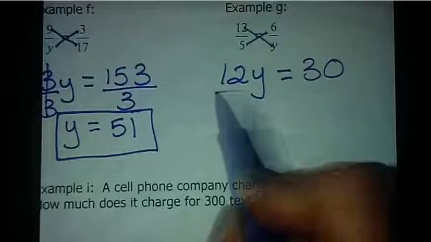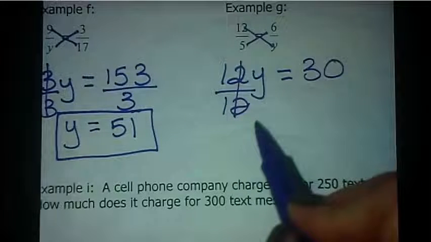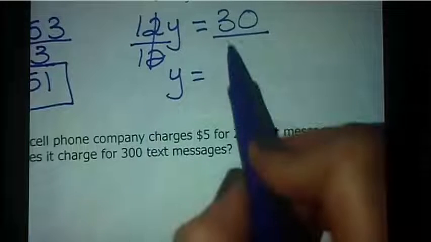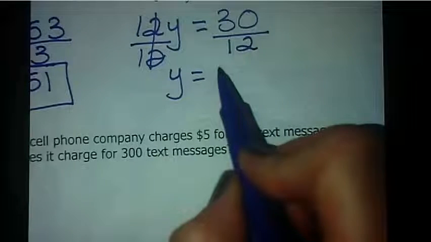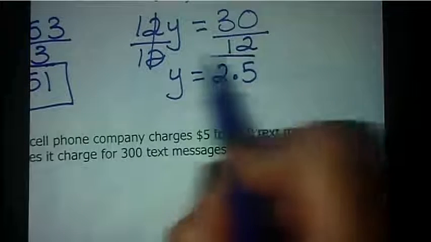So to figure this out, I have to divide both sides by 12. So I'm left with 1y. Over here, I'm going to do 30 divided by 12. Use your calculator. 30 divided by 12 leaves me with 2.5.